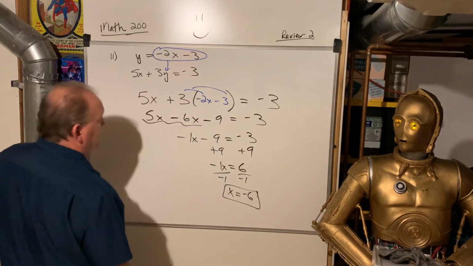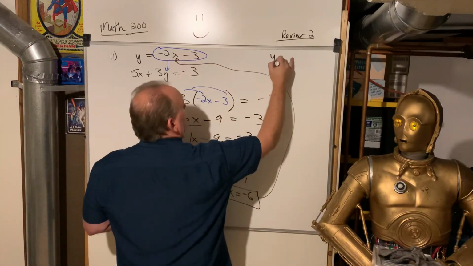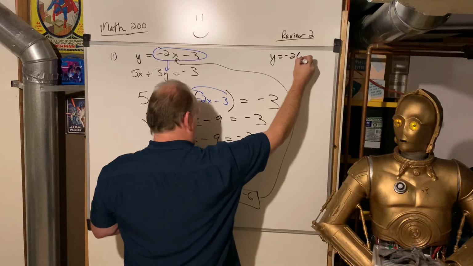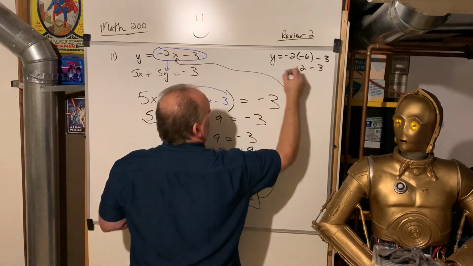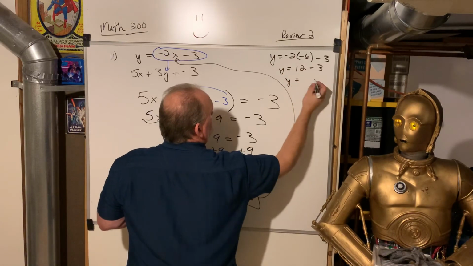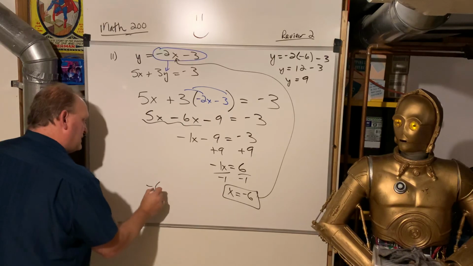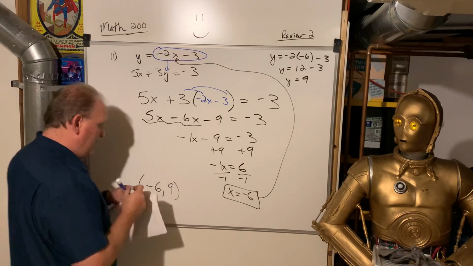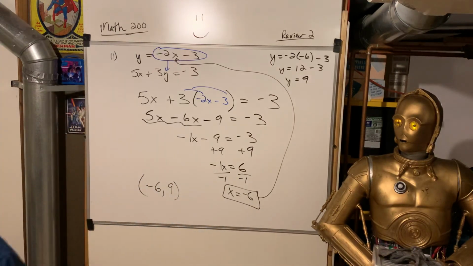And then again, it's super easy to find the y because you're just taking that x and cranking it in there. So 12 minus 3 is 9. So (-6, 9) is the point of intersection. And again, I found that without even graphing. All right. The next video will be the rest of the review.